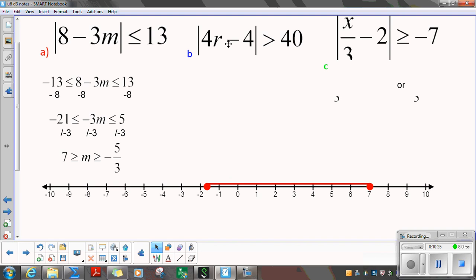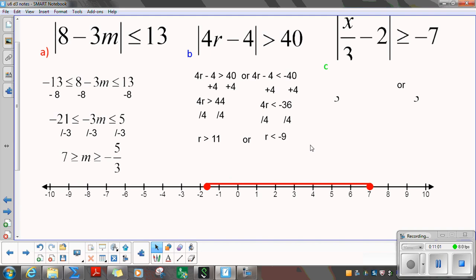Okay? B, I have a greater symbol, so that means it's or, so I have 4r minus, did I do this? No, I did it as one line. 4r minus 4 is greater than 40, or 4r minus 4 is less than negative 40. So then I go ahead and add 4 to everything, basically. I get 4r is greater than 44, or 4r is less than negative 36. Divide everything by 4 now. I get r is greater than 11, or r is less than negative 9.